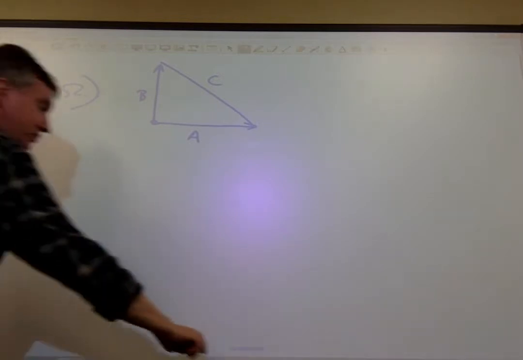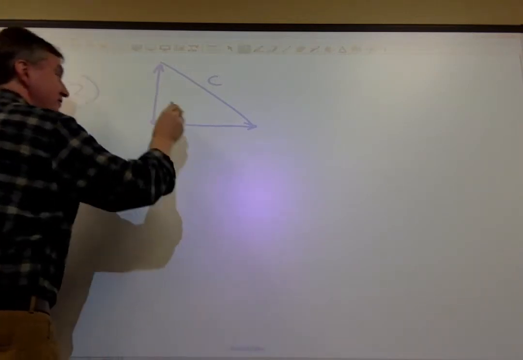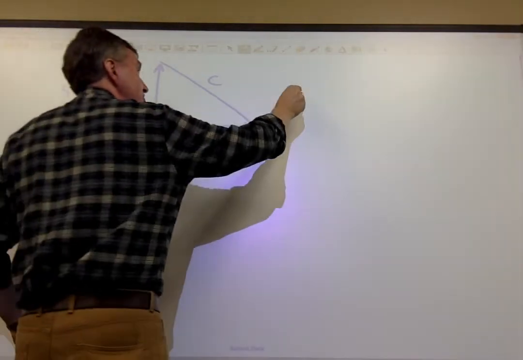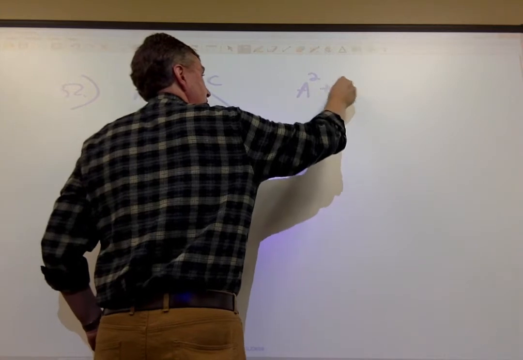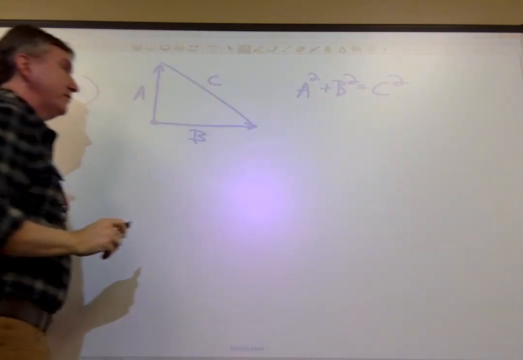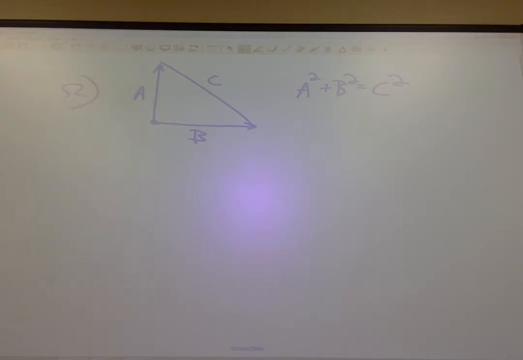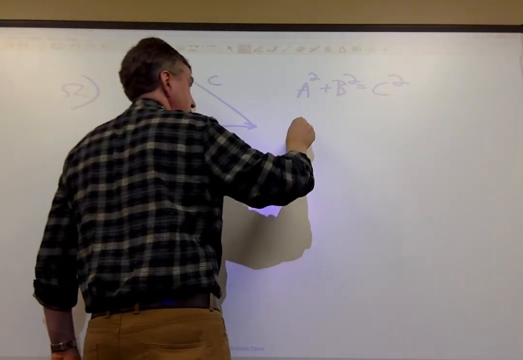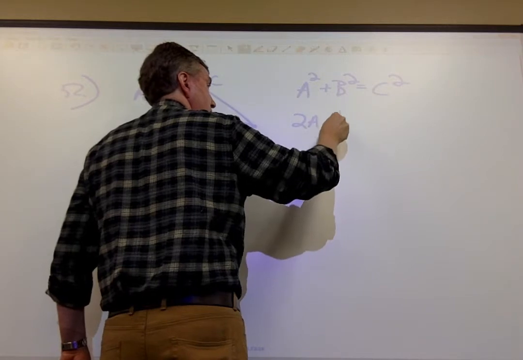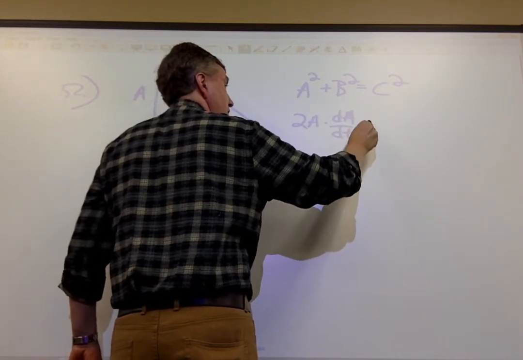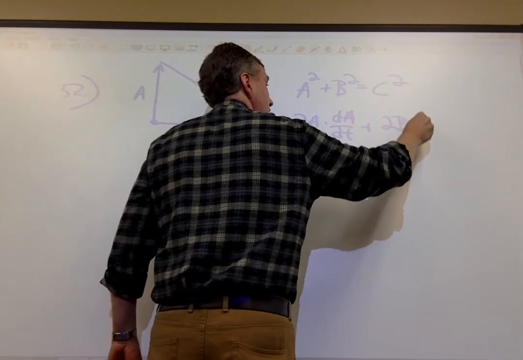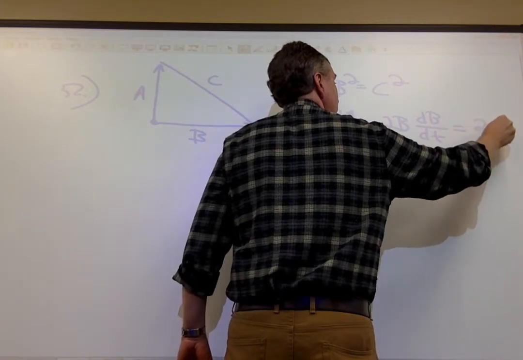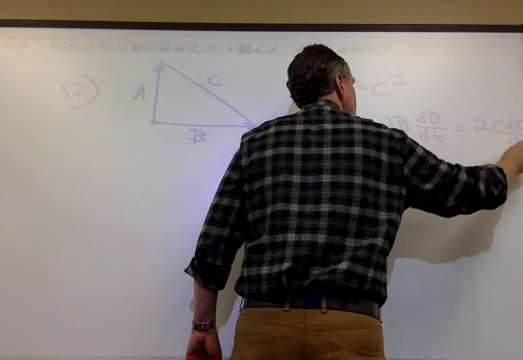A is north and B is east. Very good. What's the relationship? Good. Okay. Very good. Can you tell me the derivative of that? Does that look good?